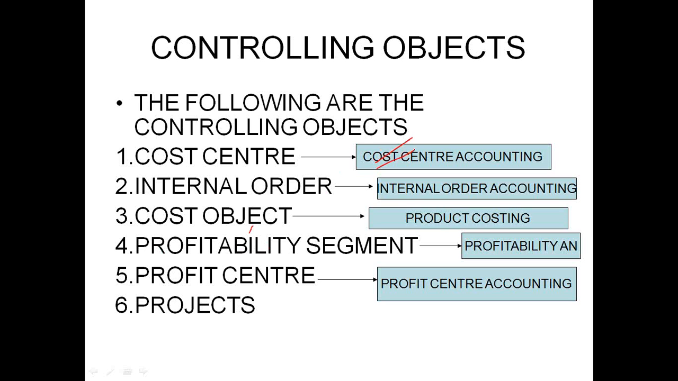Then internal order is another controlling object. For the internal order, you maintain and process the information in internal order accounting. See, in controlling, remember that information always implies expenses and revenues. Then we have another controlling object, cost object. For the cost object, we maintain the information in the product costing module. For profitability segment, profitability analysis. Then profit center accounting.